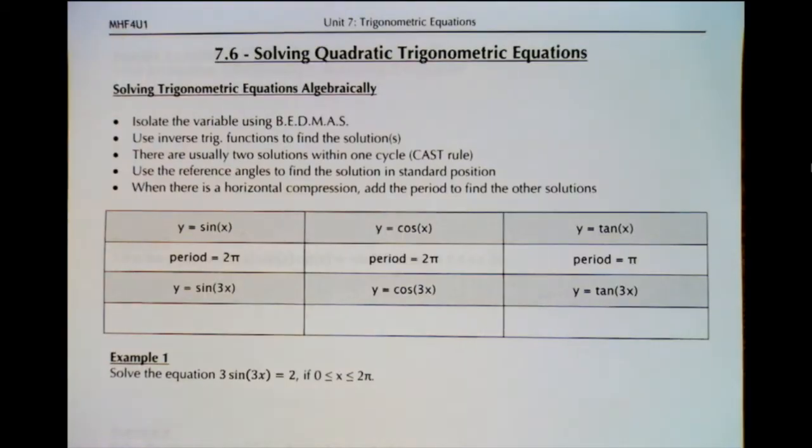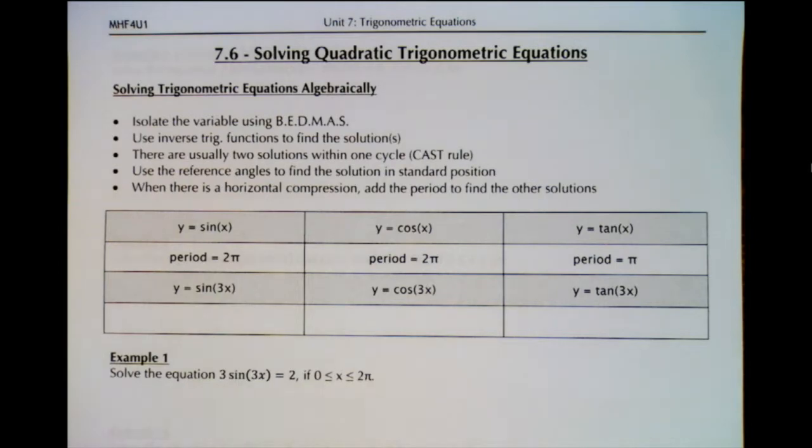Okay, this is lesson 7.6, solving trig equations. This first video is actually not solving quadratic trig equations, it's just solving linear trig equations, similar to the ones we did in lesson 7.5. So if you're confident in your abilities to solve linear trig equations, you can go ahead and skip this first part of the lesson. We're just going to do example 1 and practice 1.